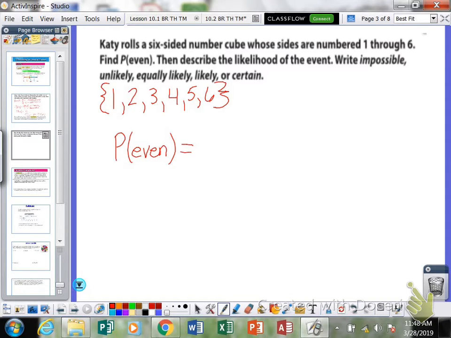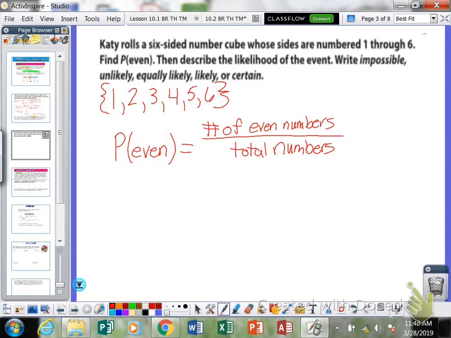probability of even is going to equal the number of even numbers, and that's all over our total numbers. Okay, our total numbers that are in our sample space. So in this case, it'll be 6. Okay. So now we just need to substitute our numbers in.